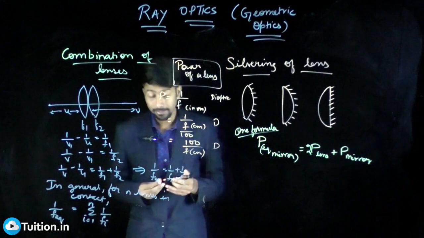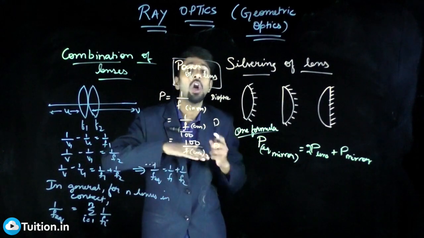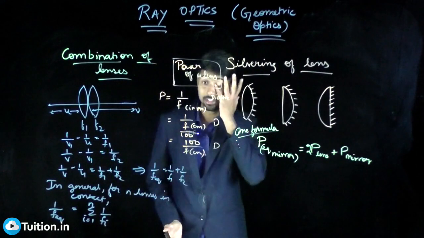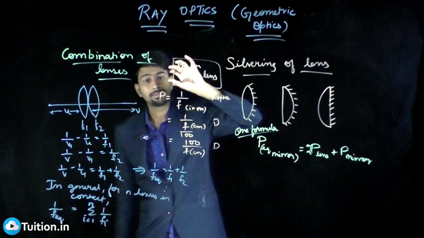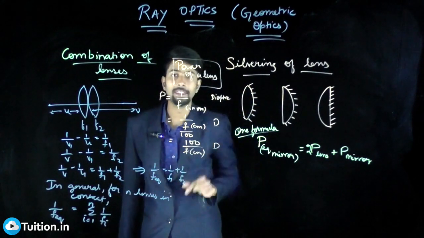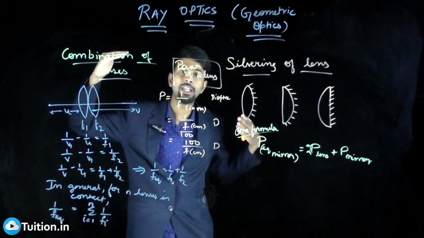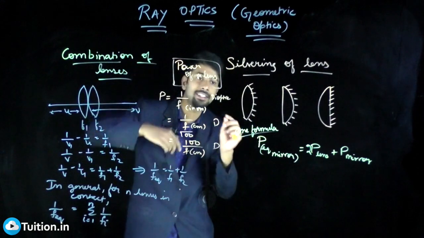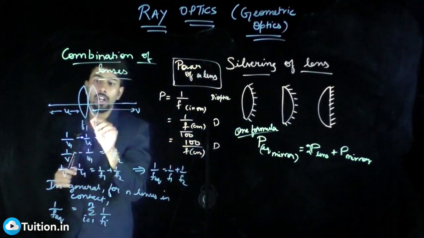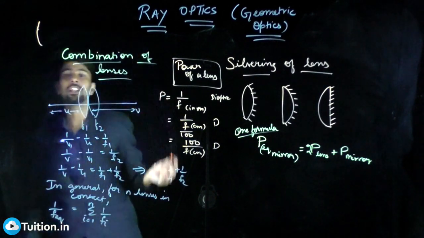What is power basically? It is the ability of a lens to converge the rays or diverge the rays depending upon its focal length, right? So I would say if a lens has a very high power, it will have a very small focal length. That means it will very powerfully converge all the rays to a focus which is at a very small distance.